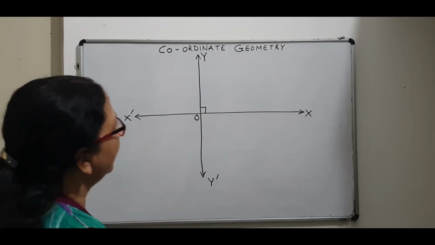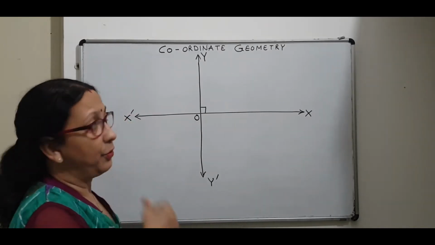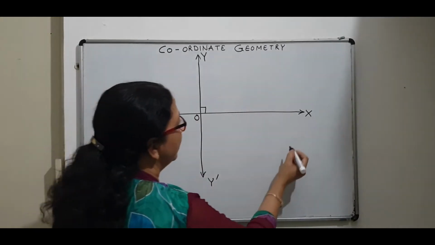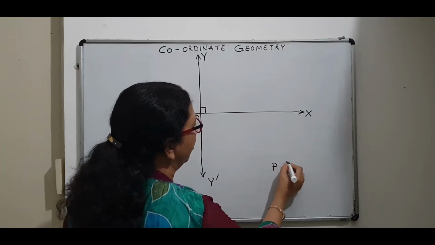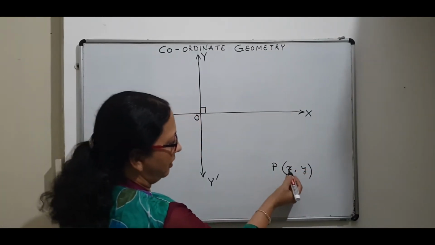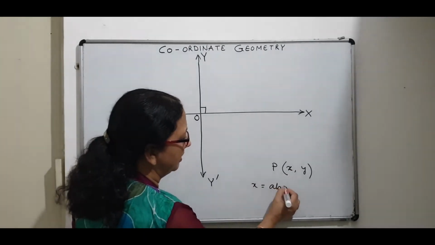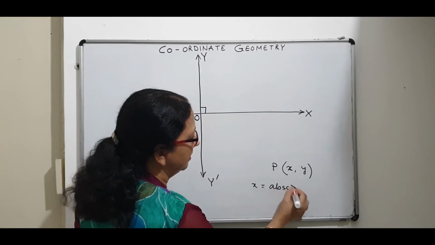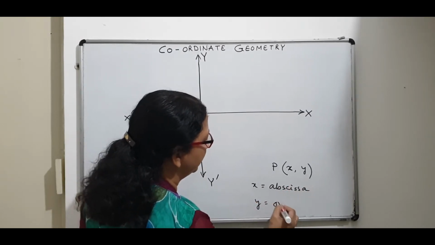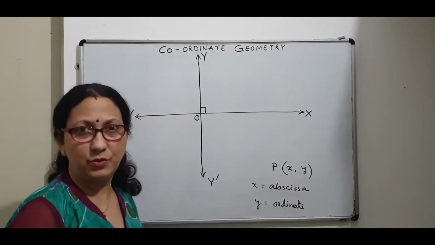Now, when you want to know the position of a point, what we do is use coordinates. Suppose a point P, we give coordinates in this way, x and y, where the first parameter x is known as the abscissa, and the second parameter is known as the ordinate. And what are these actually?